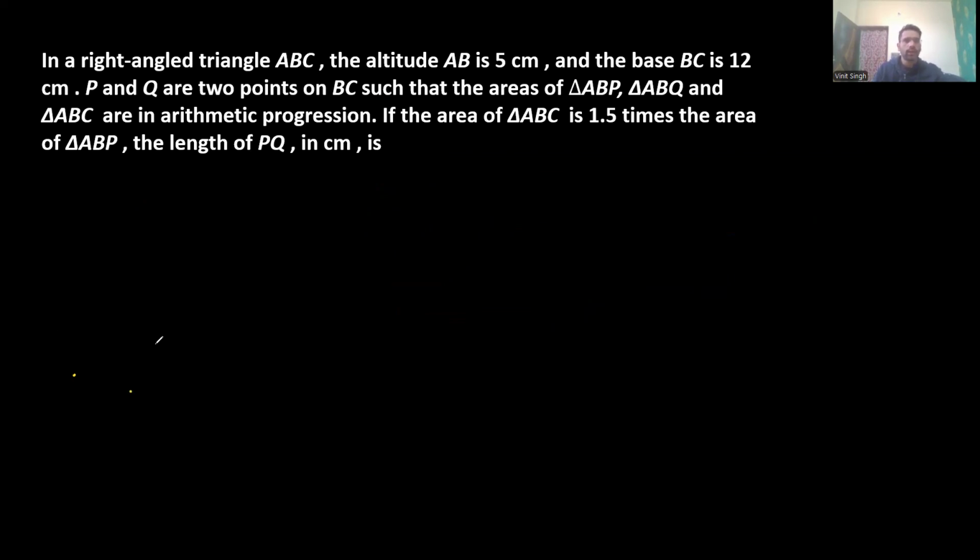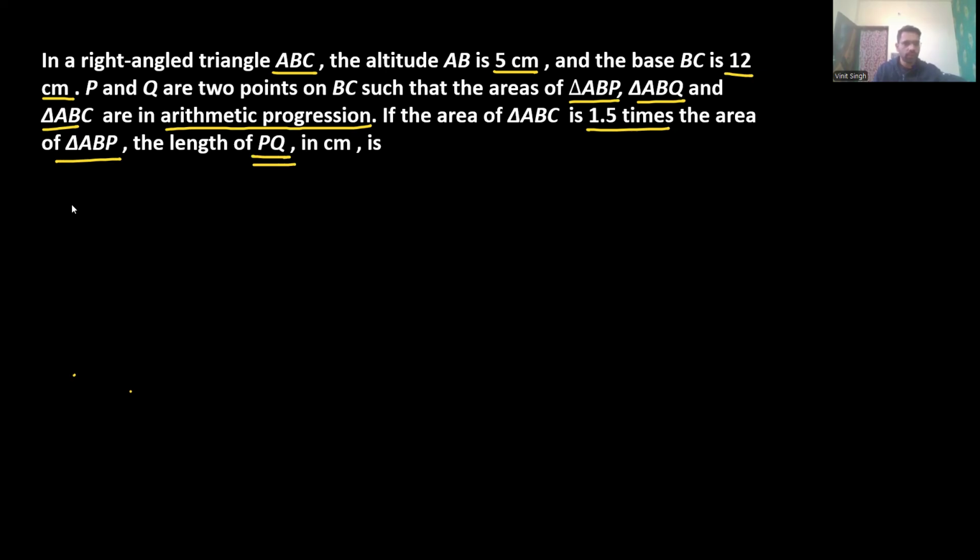In a right angle triangle ABC, the altitude AB is 5 centimeter and the base BC is 12 centimeter. P and Q are 2 points on BC such that the areas of triangle ABP, ABQ and ABC are in arithmetic progression. If the area of ABC is 1.5 times the area of ABP, then the length of PQ is how many centimeters? We have to find.